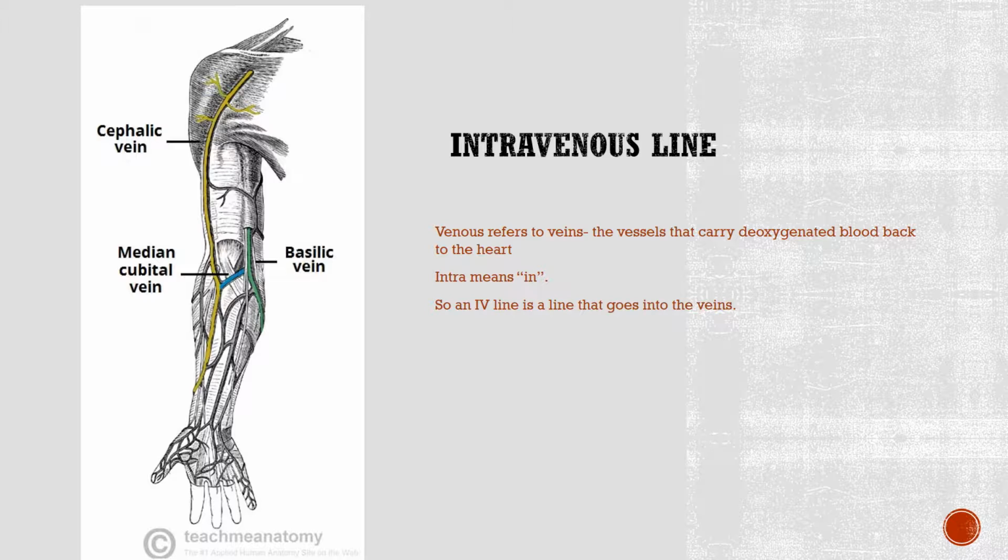The first topic this presentation will cover is the definition of an IV line. Intravenous line is made up of two primary words, intra and venous. Venous refers to veins, the vessels that carry deoxygenated blood back to the heart. Intra means in, so an IV line is a line that goes into the veins. Nurses use intravenous lines as access to veins to give blood, medications, fluids, and also retrieve blood for labs.